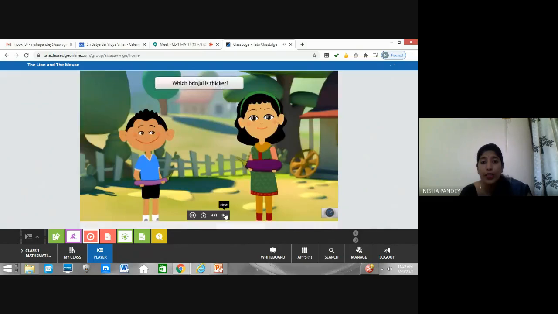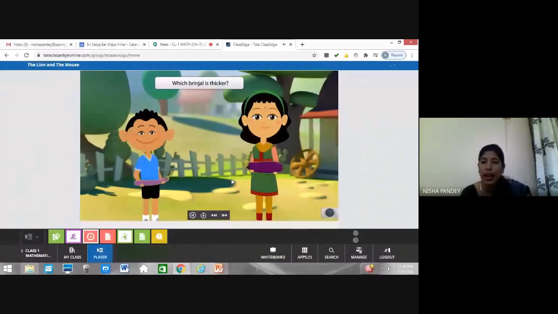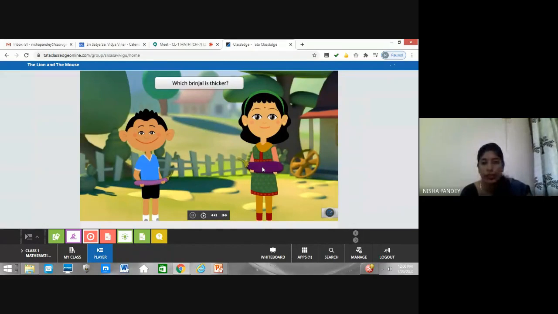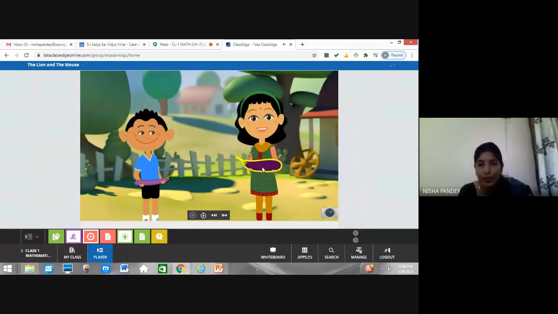So you can see these two brinjals, thicker brinjal. Yes, so which one is thicker, tell me, I have to click it. Ma'am, jo girl ke paas tha wo wala. Yes, so this girl is having this one, so we'll take this and we'll see. That's correct. I'm holding the thicker brinjal. Wow, so you have given the correct answer. She is having the thicker brinjal, right? Let's see the next one.